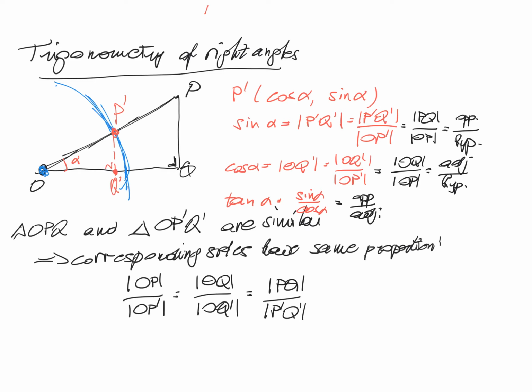So we see that if we have a triangle, we can calculate the trigonometric functions of the angle based on the length of the sides. For the sine, you divide the length of the opposite side by the hypotenuse, the cosine is the adjacent side divided by the hypotenuse, and then the tangent is the opposite side divided by the adjacent side.